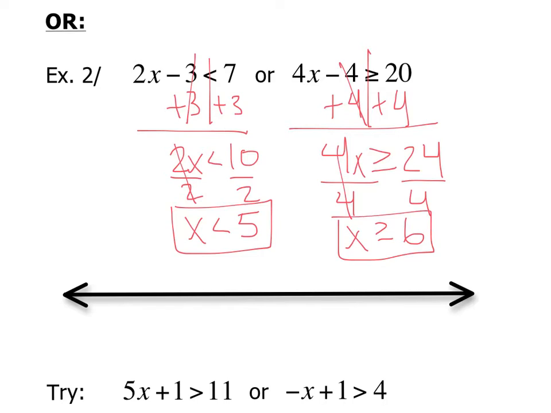This one's pretty easy because all I have to do is include 5 and 6. 4, 5, 6, 7. First one, open or closed? Open at 5. The second one? Closed at 6.